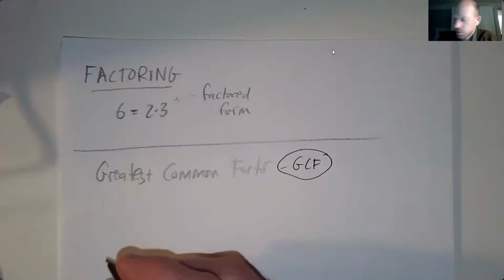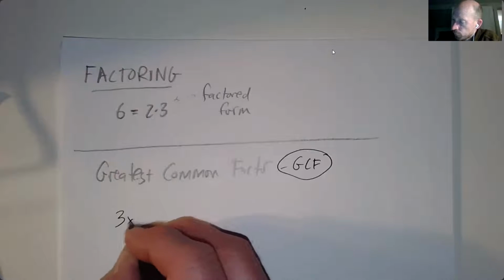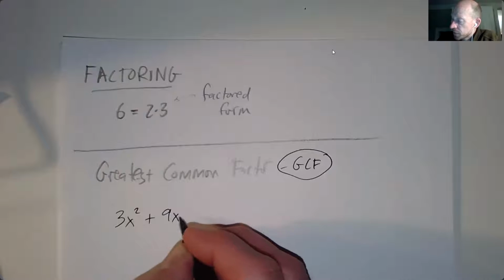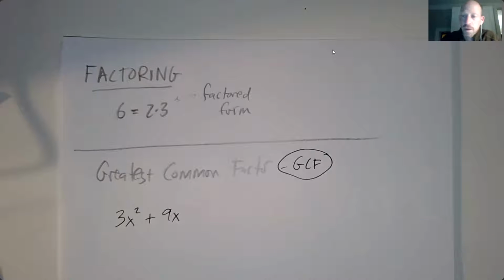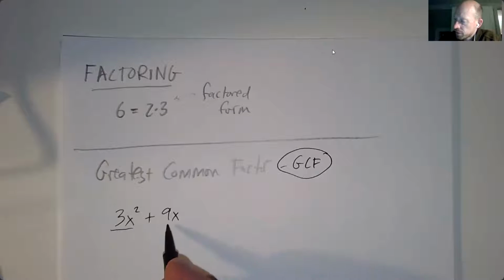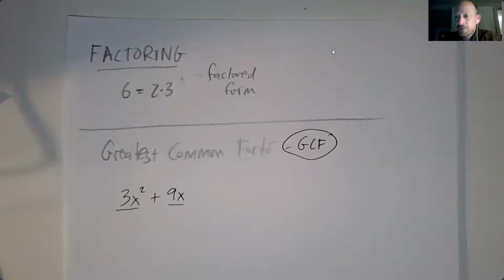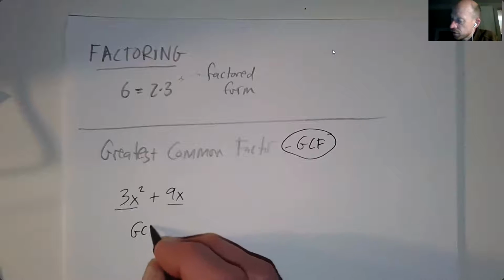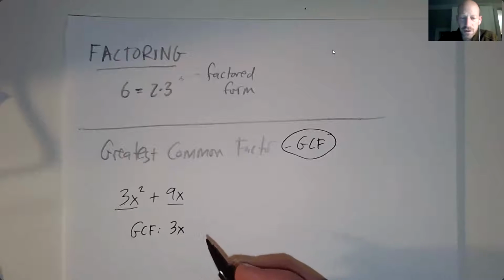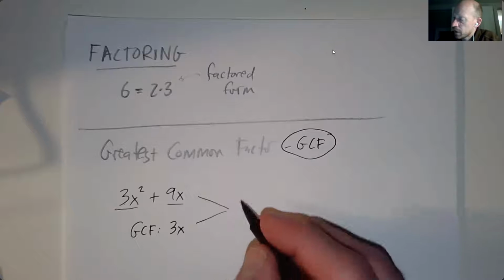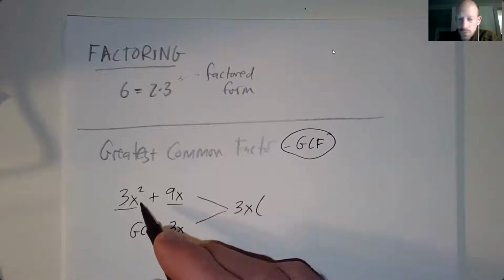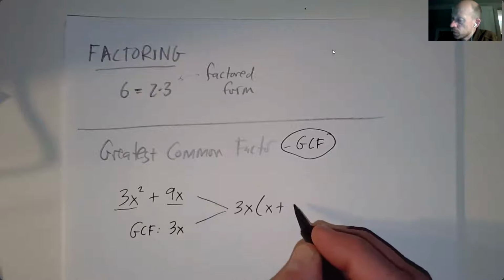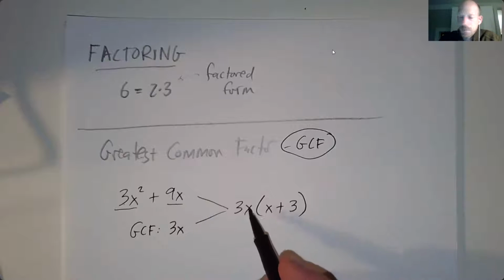Shows up better than the pencil. So for example, 3x squared plus 9x, that's a binomial. And I notice that within each of these terms, there are common factors. So both of these have a 3, and both of them have an x. So the GCF here is going to be 3x. And what I can do is I can rewrite that original binomial as 3x times x plus 3, right?